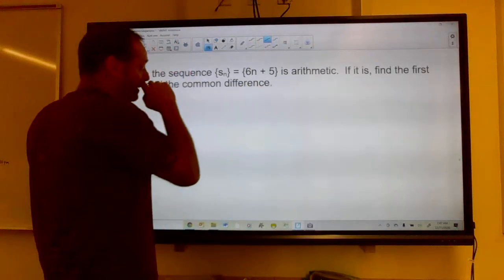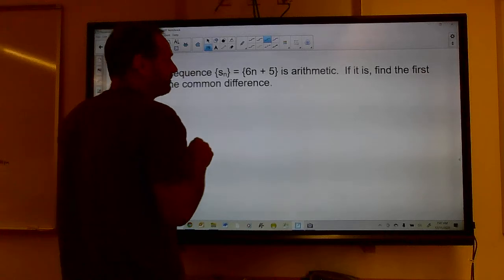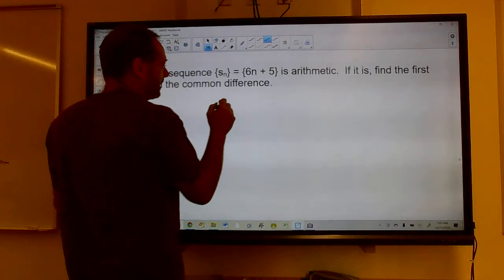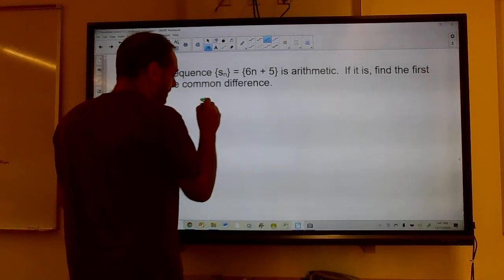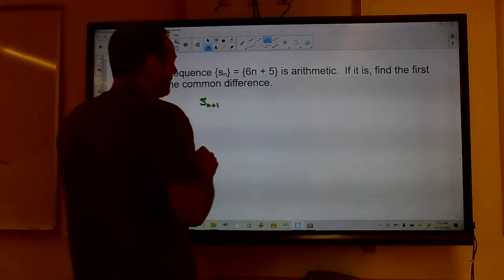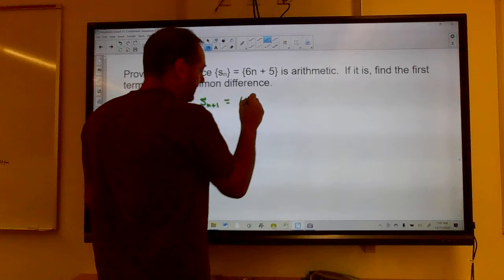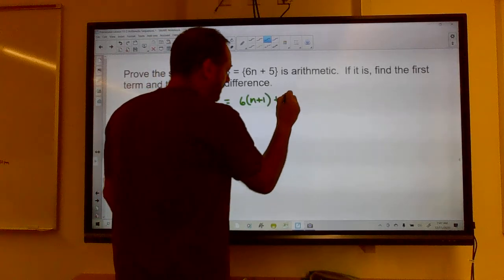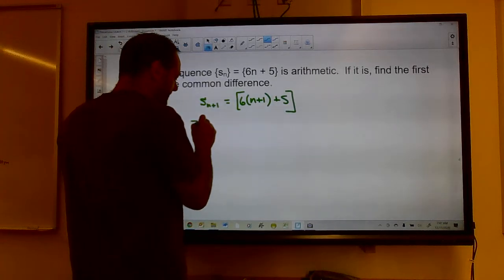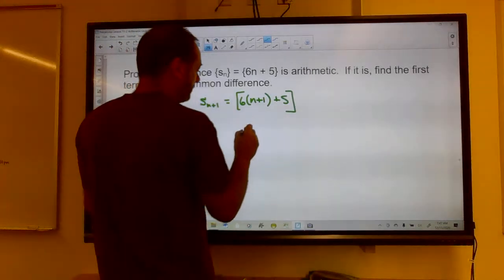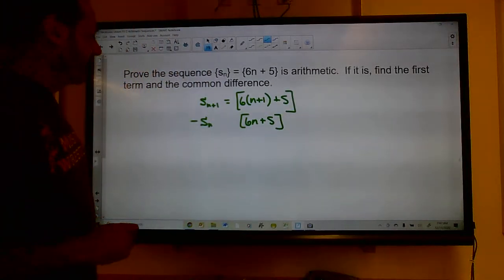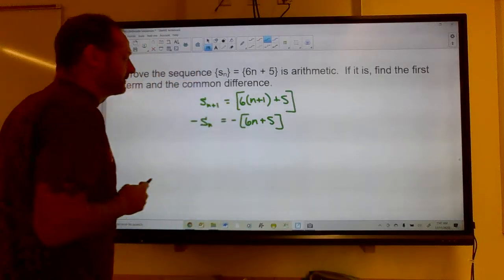Well, you take the n plus first term and you subtract the nth term. So what does that look like? Well, we would take s sub n plus 1, which is the term right after s sub n. So those are consecutive. And so that would be 6 times n plus 1 plus 5. We would take that term and we would subtract s sub n, which is 6n plus 5. Okay? So we would subtract those things.